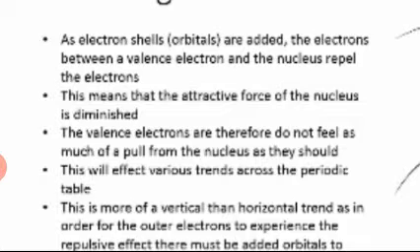But along the period, there is the same number of shells. For example, when we discuss the second period, the second horizontal line, that is lithium, beryllium, boron, carbon, nitrogen, oxygen, fluorine, neon. In all these elements, they have two shells only.